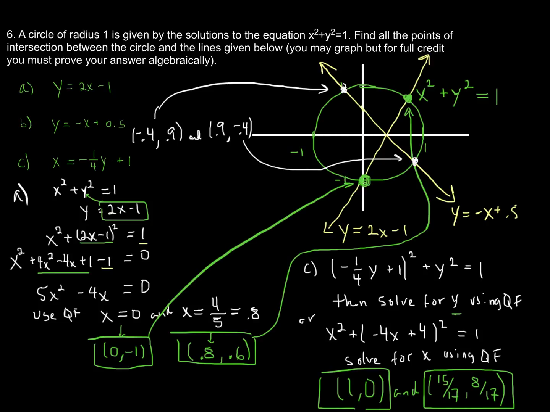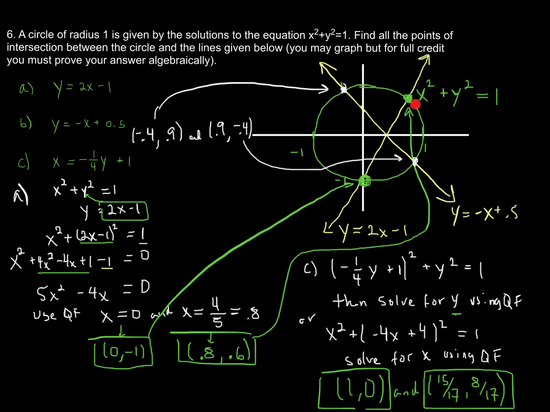Here's the origin. And let's start with just this line, y equals 2x minus 1. So the y-intercept is at negative 1, and the slope is 2. And so here's a sketch of my line, y equals 2x minus 1. So first off, I know there's one point of intersection, right, at (0, negative 1).